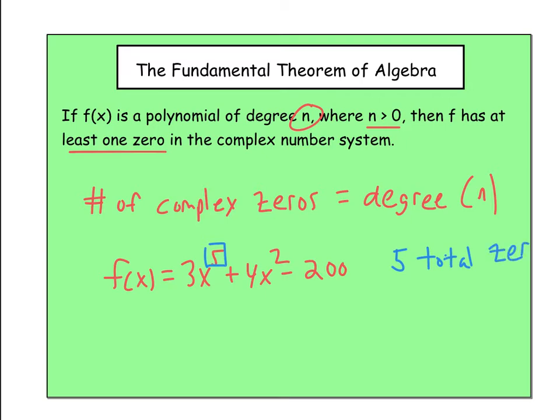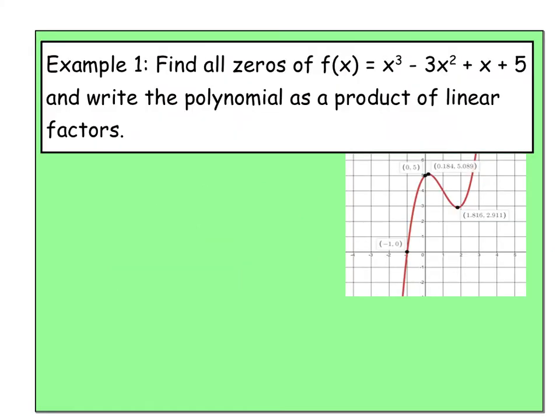Some of them might be completely real numbers, you'll see on the graph. Some of them may be completely imaginary or complex numbers where they're not going to show up on the graph. So just keep an eye out. You have an idea just by looking at the biggest exponent how many total zeros to expect. So let's walk through and find a couple here.